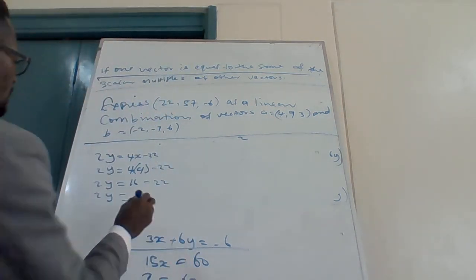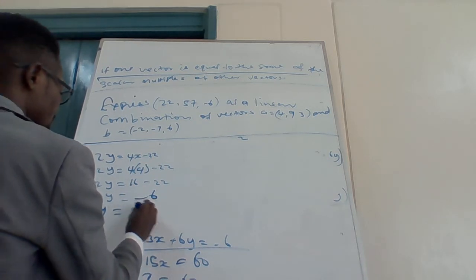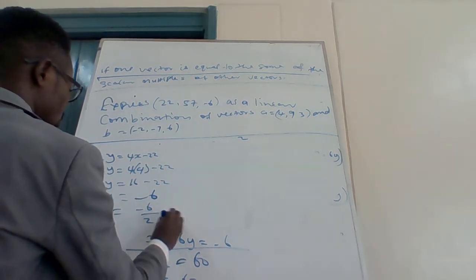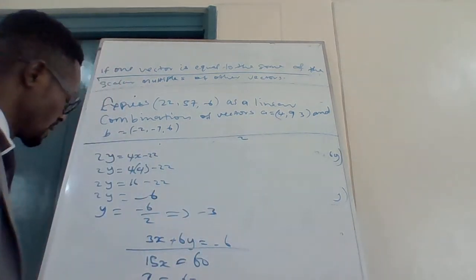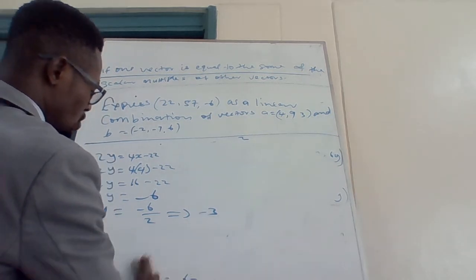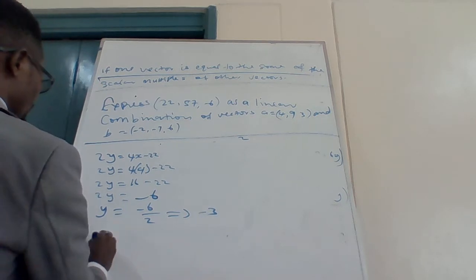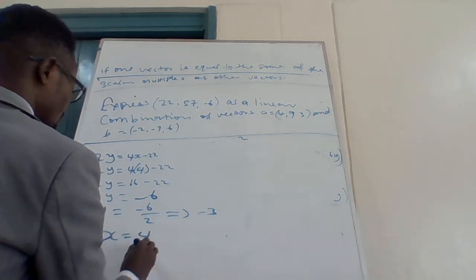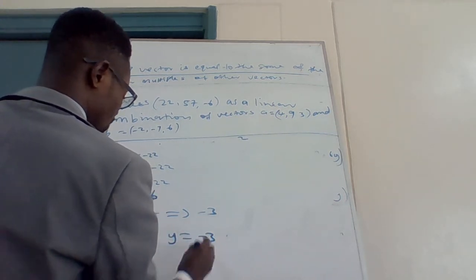So here we have 2y equals negative 6. So y will be given by negative 6 divided by 2, which implies that the value of y will be negative 3. And this is our solution for both x and y. Remember, the value of x is equal to 4, and the value of y is equal to negative 3.